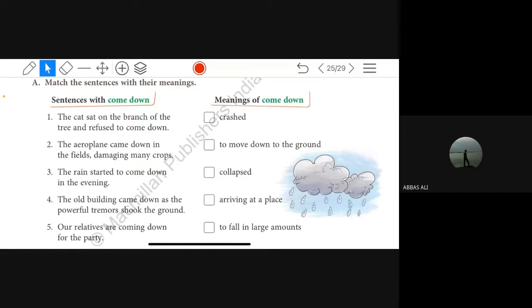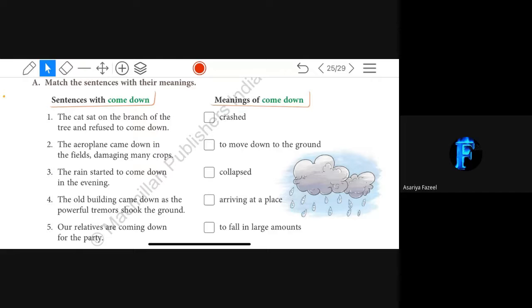Whose mic is on? Sir, this is Abbas Ali. The cat sat on the branch of the tree and refused to come down. What is the meaning of come down in the first sentence? Try to find out from the answers given. Where should I match the first one? Tell me.